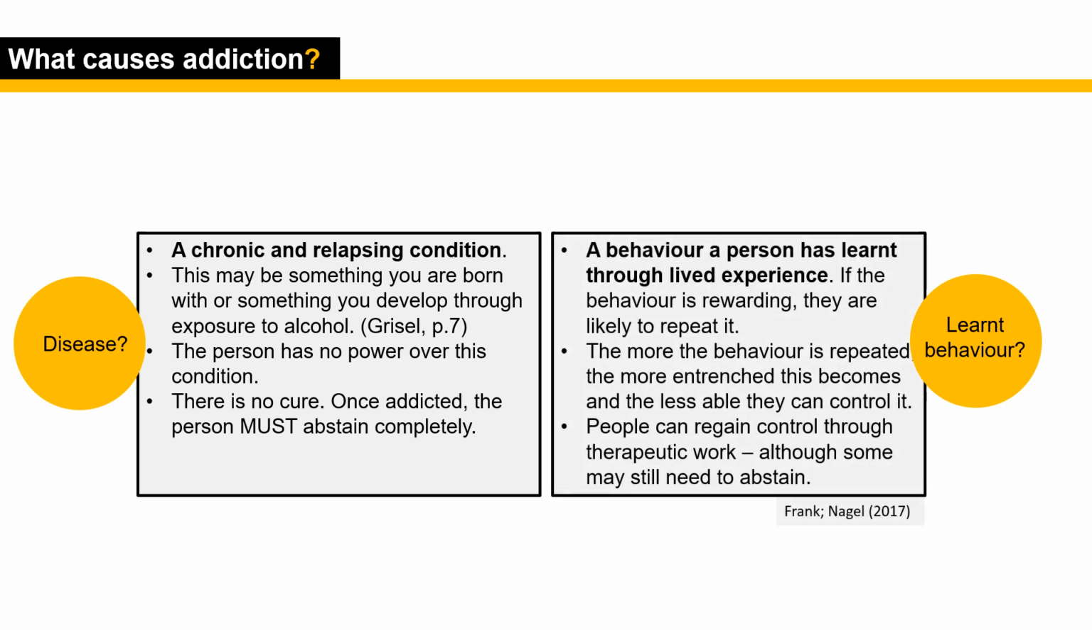The learnt behaviour model is slightly different. It's a slightly more modern model. It says this is a behaviour that you've learned through lived experience. In other words, if a behaviour is rewarding, you're likely to repeat it, and if you keep repeating it, it will become entrenched until it becomes automatic. Importantly, it says some people can regain control through therapeutic work, although some may still need to abstain. So for instance, if someone is pregnant, the recommendation would always be that someone should abstain on that basis.